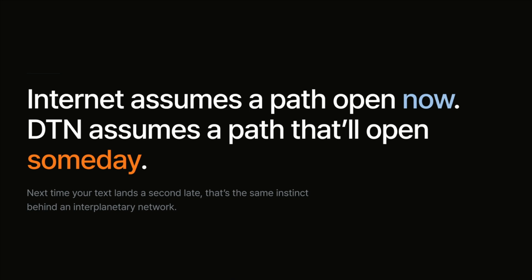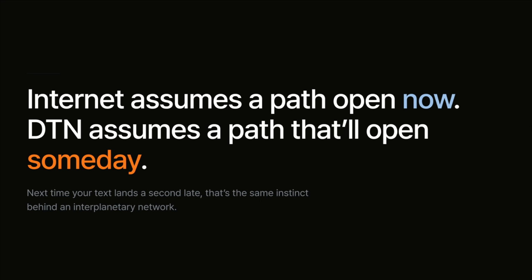So if there is one idea to remember from our team's presentation, it's this. Traditional networking assumes a path exists now, but DTN assumes a path that will open someday. That single difference changes everything. Instead of requiring continuous connectivity, DTN allows communication to survive delays, disruptions, and temporary disconnections.